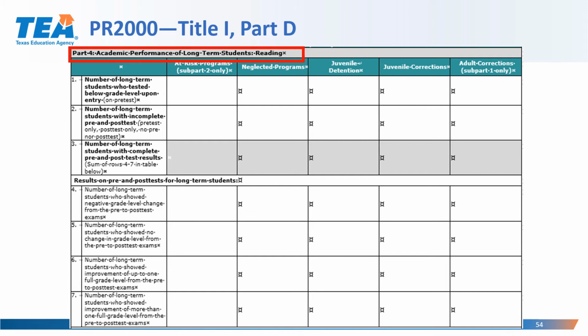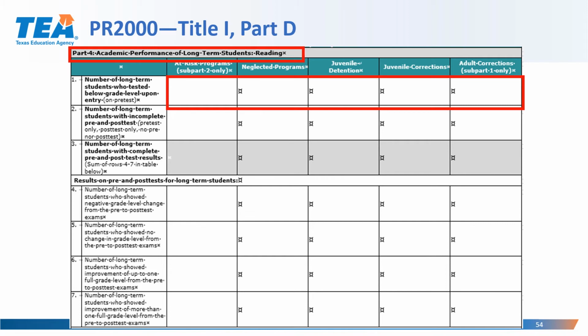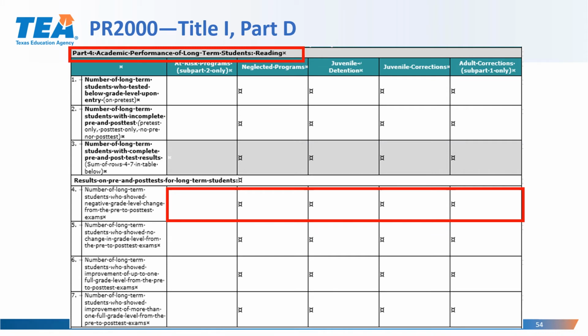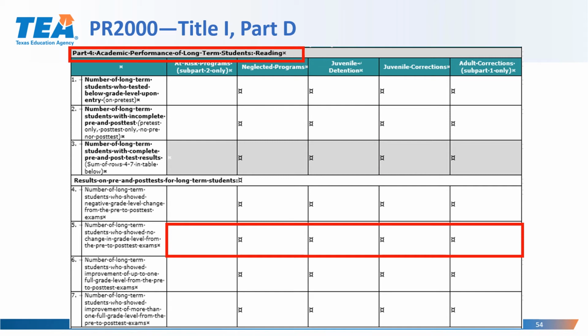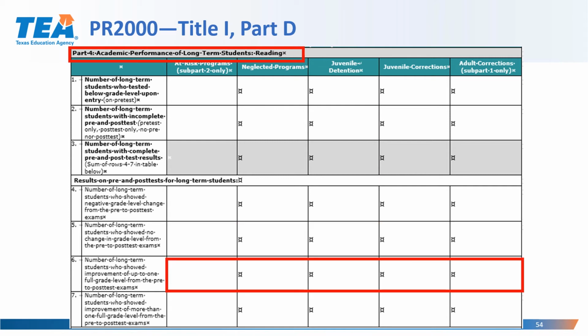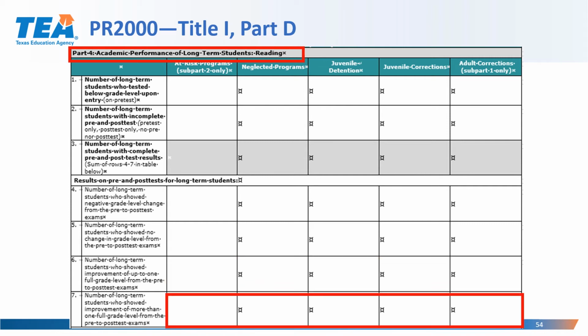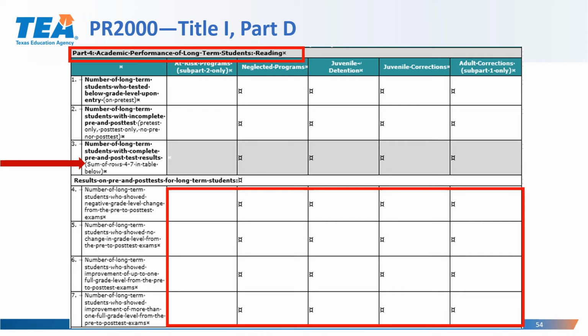Part 4 is asking for academic performance of long-term students in reading. The first question is about the number of long-term students who tested below grade level upon entry. The second line is for the number of long-term students with incomplete pre- and post-test information. For those students who have both pre- and post-tests, number 4 through 7 is asking for, in number 4, the number of long-term students who showed negative grade level change. Number 5, students who showed no change. Number 6, students who showed up to 1 full grade level of improvement. And in 7, number of students who showed improvement of more than 1 full grade level. Number 3 automatically adds all of the data in lines 4 through 7.